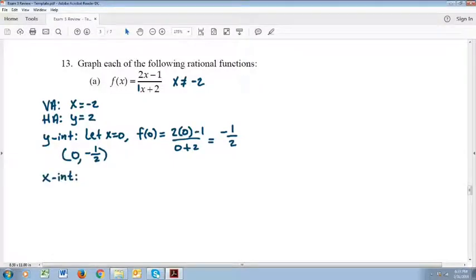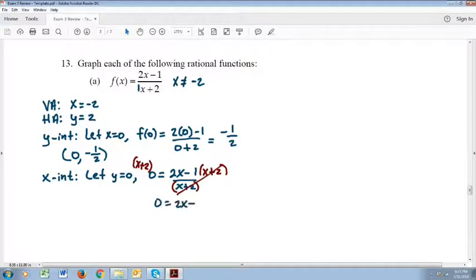For the x-intercept we want to let y equal 0. So we're going to get 0 equals 2x minus 1 over x plus 2. Let's go ahead and multiply each side by x plus 2 to clear the fractions. You're going to end up with 0 equals 2x minus 1. So we'll add 1 to both sides and divide by 2, and we get a half. So when we chose y to be 0, we got a half for x, so 1/2, 0 is our x-intercept.